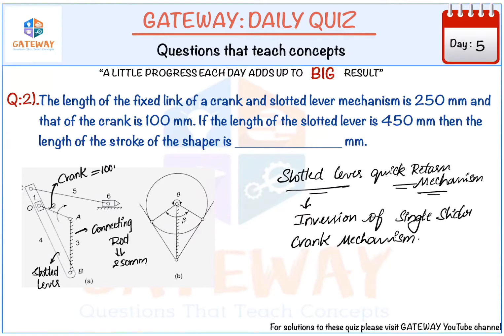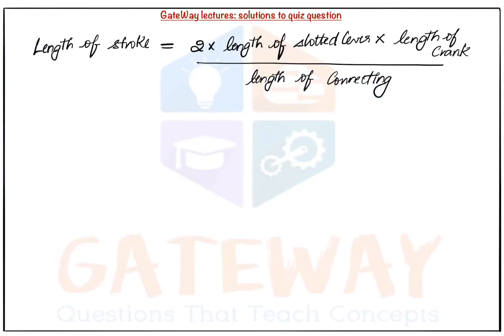And the crank length is given as 100 mm, or the crank radius. If the length of the slotted lever is 450 mm, this is given as 450 mm, then the length of the stroke of the shaper is, we have already written the formula.